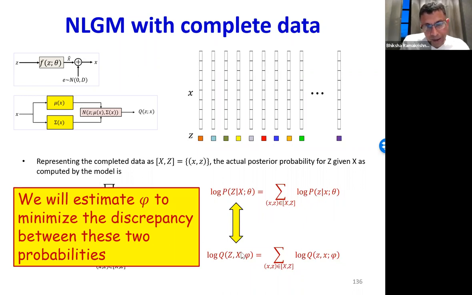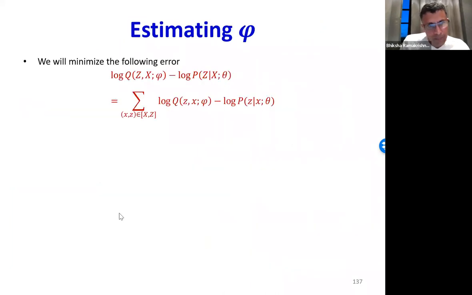And I'm going to estimate phi, which are the parameters of mu and sigma here, to minimize this discrepancy. So I'm going to be minimizing the difference between the log of q of z given x and log of p of z given x, which is the sum over all training instances of the log of q of z given x for that training instance minus log of p of z given x for that training instance.